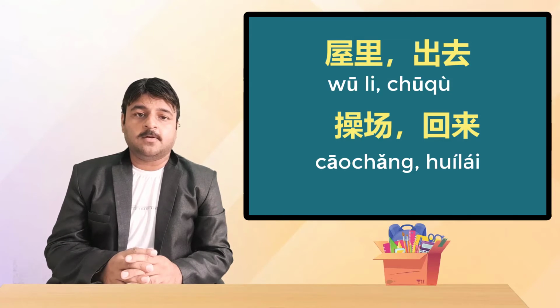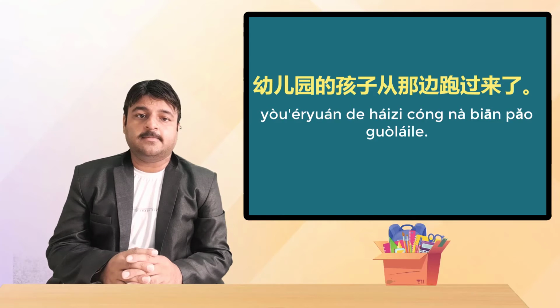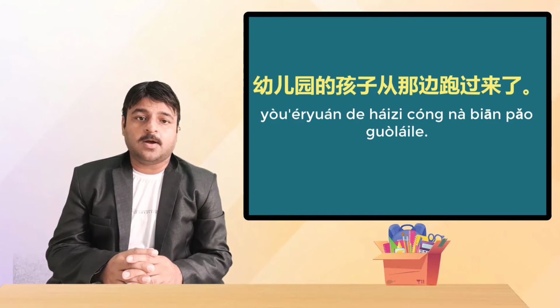Moving on to the next substitution drill, let us read out the following sentence. 幼儿园的孩子, 幼儿园 is kindergarten, 孩子 is kids. 从哪边 from which side? 跑过来了, 跑 to run, 过来 come over, 了. The kids of the kindergarten came running over from which side. 过来, guo is another particle which is combined with lai to make it a compound directional complement.